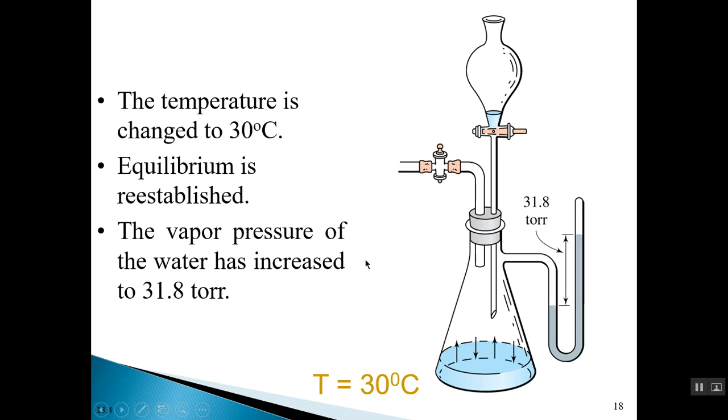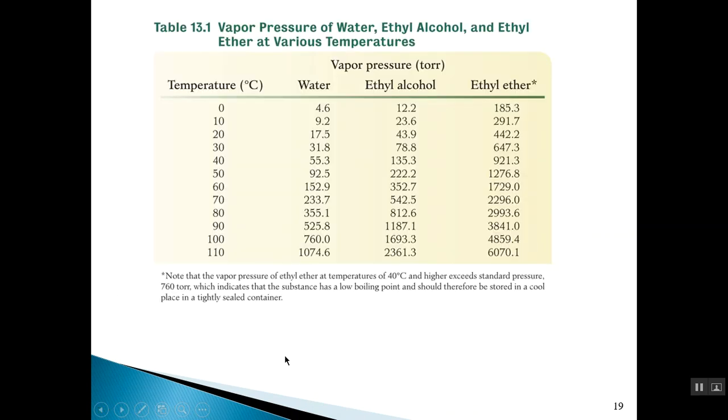All right, and we can continue to increase the temperature and monitor the vapor pressure as the temperature increases. And in fact, there are tables that are published which give you the vapor pressures of water at different temperatures. So this is one such table which shows you the vapor pressure of not only water but two other substances for comparison, namely ethyl alcohol and ethyl ether. But for now, I'm just going to focus on the water. We're going to talk about the comparison with the other two substances later on.